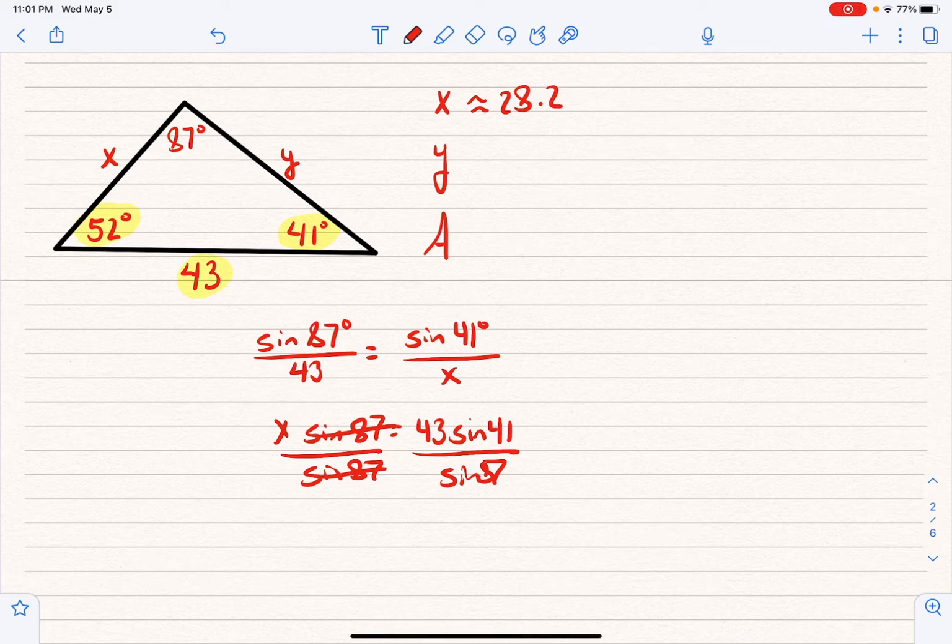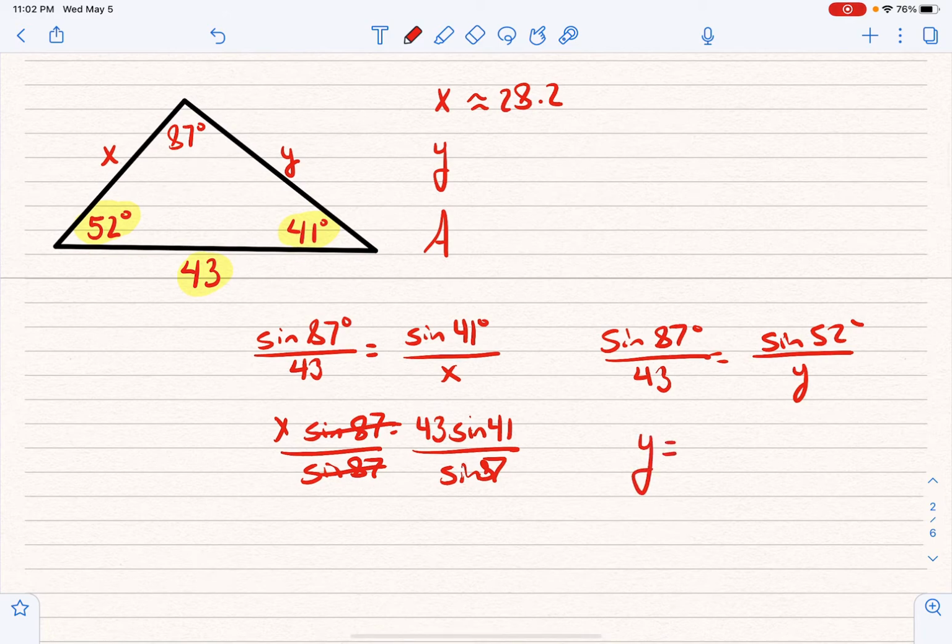And then to do y, you all know, this is just as easy. So I would start with the sine of 87 is to 43 in the same way, and this time I pick the angle opposite of y, which is 52, is to y. Cross multiply and solve, and if I skip a step there, it's going to end up being y is equal to 43 times the sine of 52 divided by the sine of 87. And that's where I should get. So I go 43 times the sine of 52 divided by the sine of 87. Make sure you're closing the parentheses when you do this. And for that one, I get about 33.9. Okay.